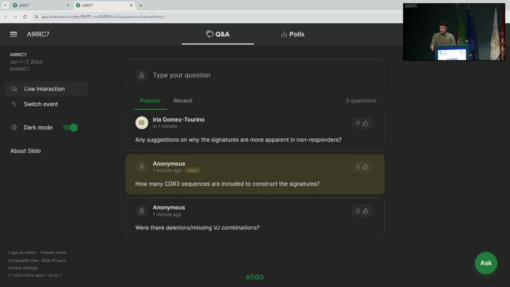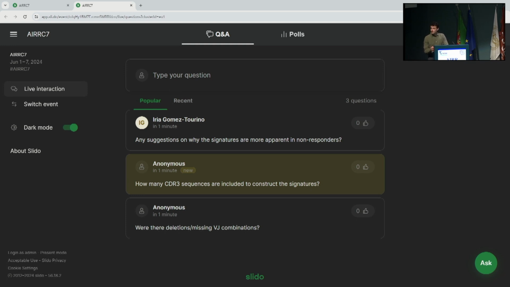So we have some questions in the meantime, and we have a couple minutes to go through a few. Do you have any suggestions on why the signatures are more apparent in the non-responders? No, that was surprising, right? Because that feature selection step is supposed to select the most discriminant features. They have no reason to be biased towards one class. And actually, we have more responder patients than non-responder patients. So no, I don't know why they're more apparent in the non-responders.